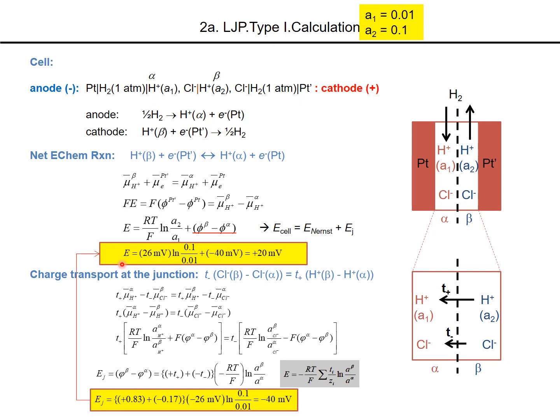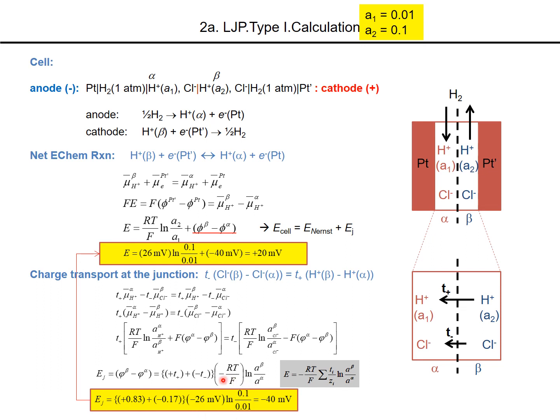Let me try to calculate the cell potential. RT/F at room temperature is about 26 millivolt, and ln of the activity in the beta phase, 0.1 over 0.01, gives a value of plus 60 millivolt. I mean, in this cell, plus 60 millivolt is developed between two electrodes. However, we should consider the liquid junction potential. Let me calculate the liquid junction potential here.